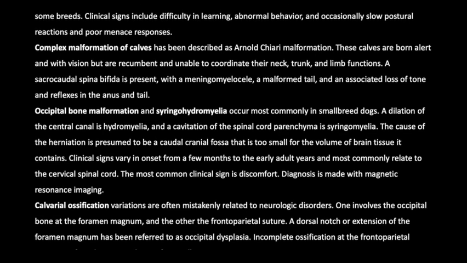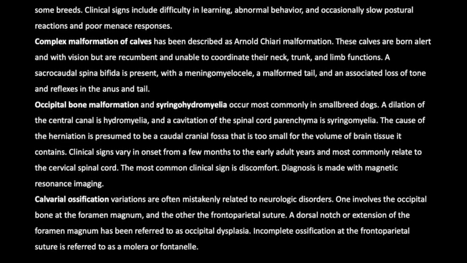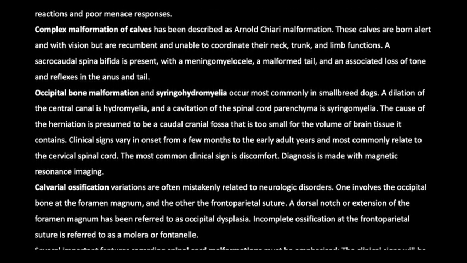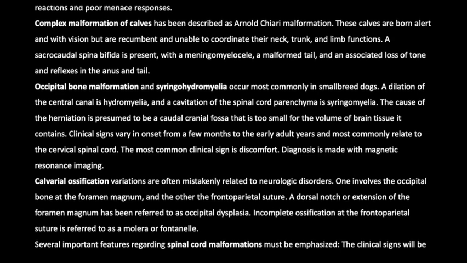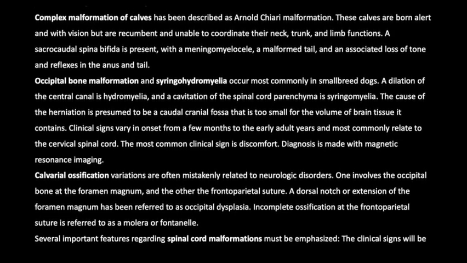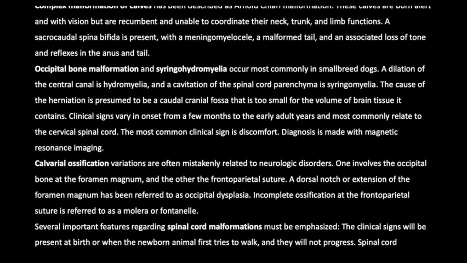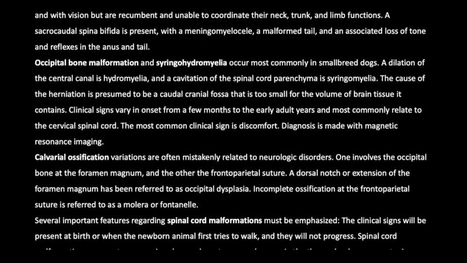Occipital bone malformation and syringohydromyelia occur most commonly in small breed dogs. A dilation of the central canal is hydromyelia, and a cavitation of the spinal cord parenchyma is syringomyelia. The cause of the herniation is presumed to be a caudal cranial fossa that is too small for the volume of brain tissue it contains.